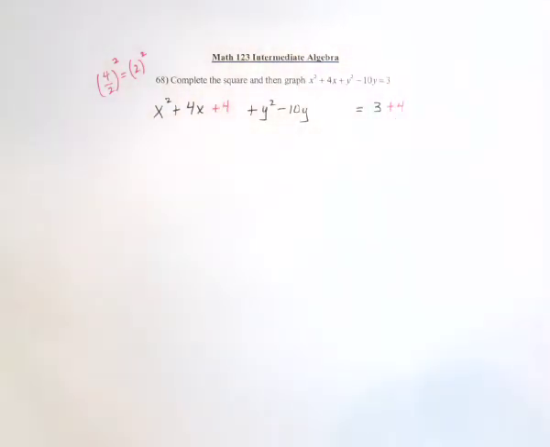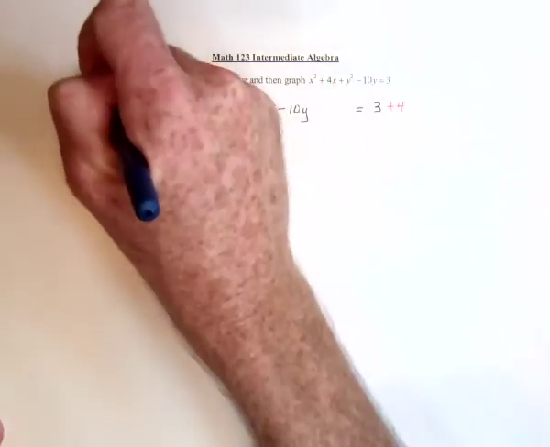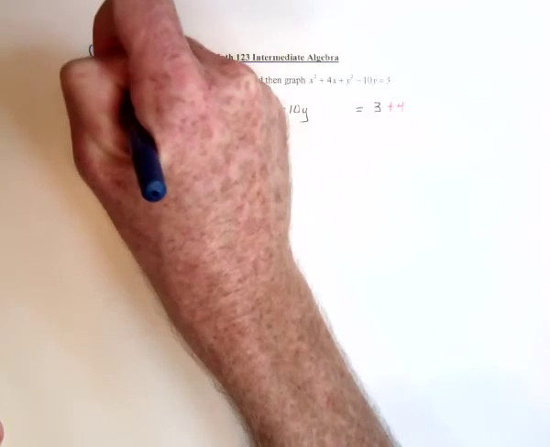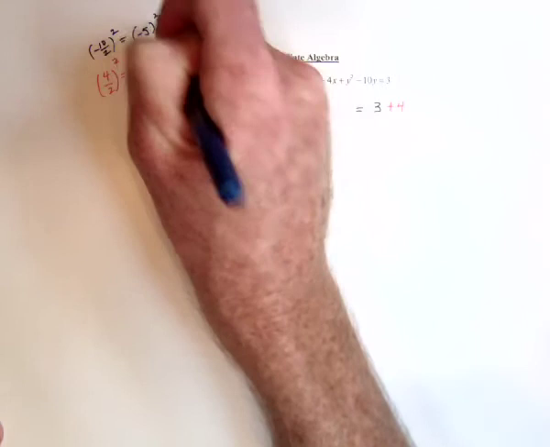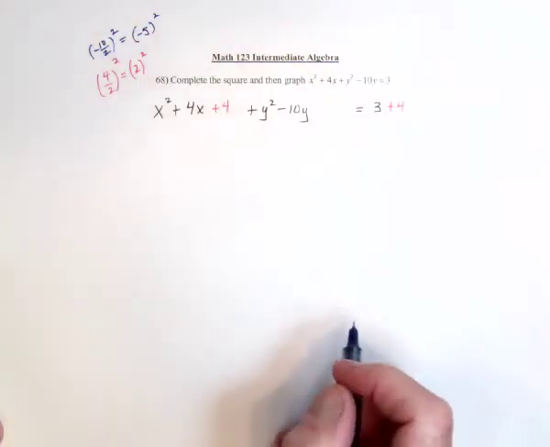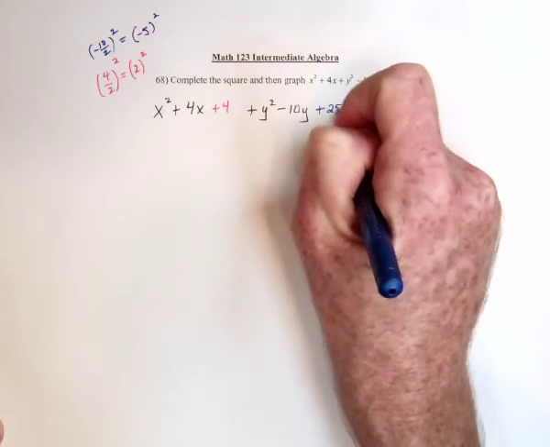And then we do the same thing with the negative 10. So take negative 10, cut it in half, and square it. So that's negative 5 squared. That is a 25. So add 25 to both sides.